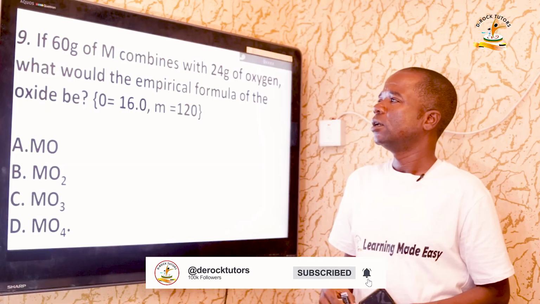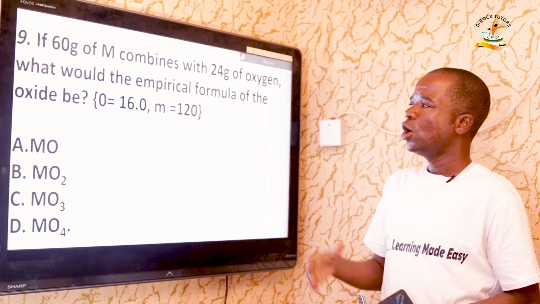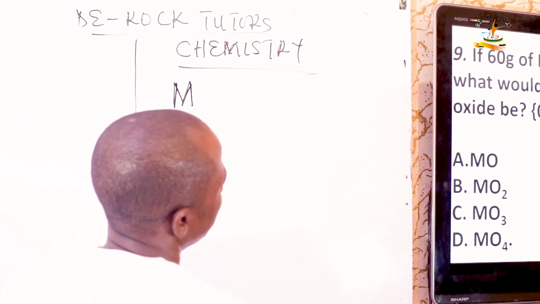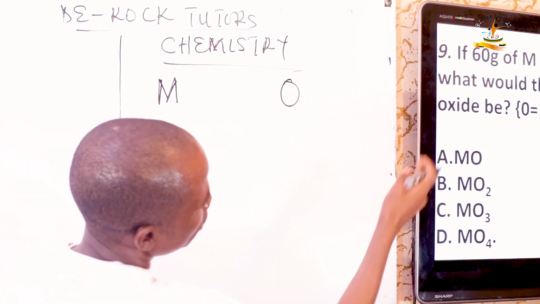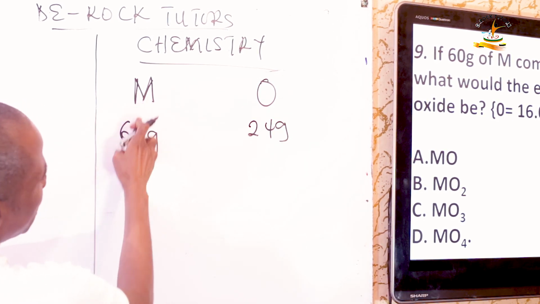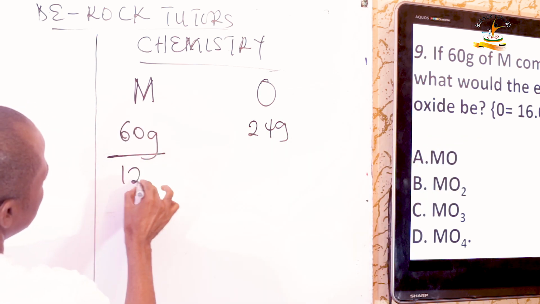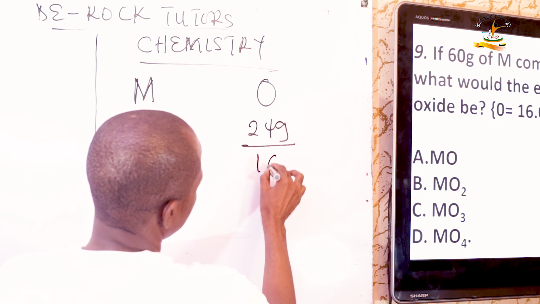Number 9. If 60 grams of M combines with 24 grams of oxygen, what would be the empirical formula of the oxide? Let's take a look at how to solve this. The mass of M is 60 grams, while the mass of oxygen is 24 grams. We know that the atomic mass of M, according to the question, is 120, so we divide this one by 120. And the atomic mass of oxygen is 16, so we divide this by 16.